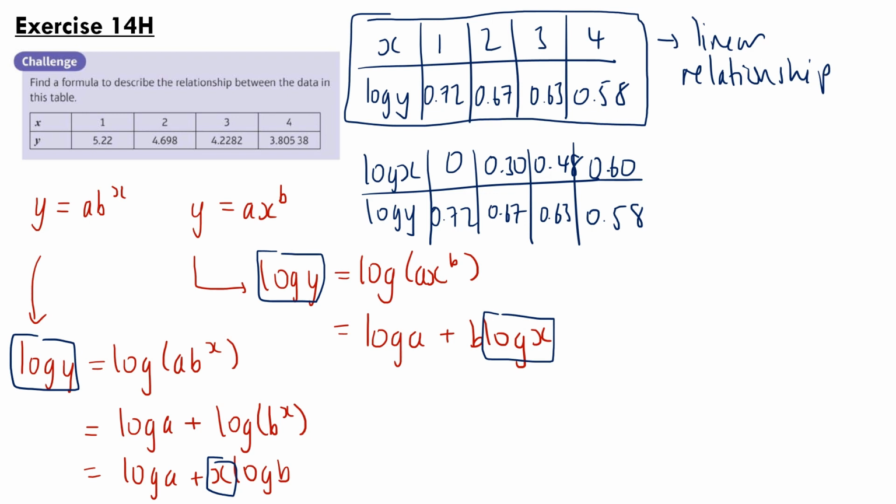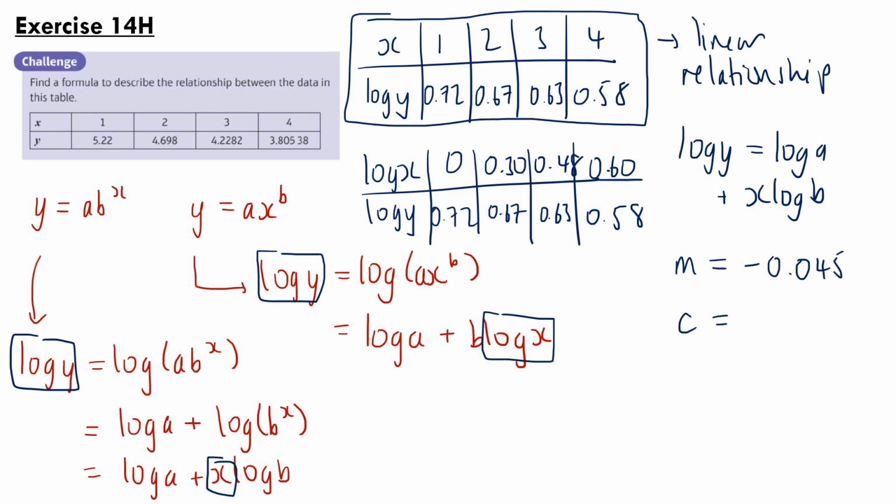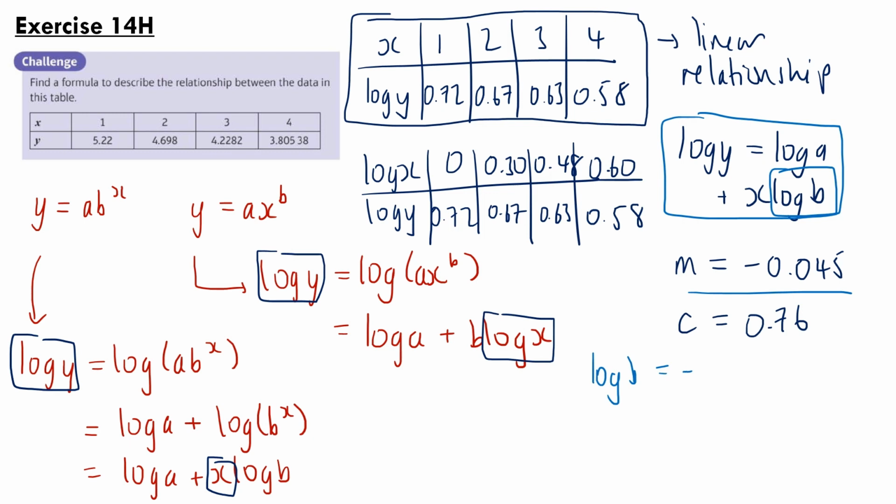So we know that our line must be of the form log y is equal to log a plus x log b. And from your sketch, you can estimate values of a gradient and the y-intercept. And the gradient turns out to be about minus 0.045, and the y-intercept about 0.76. Now if we compare the value of the gradient and the y-intercept to our equation here, then we have the gradient minus 0.045 is equal to this log b. So log of b is equal to minus 0.045, and then the log of a is our y-intercept, so that's going to be equal to 0.76.